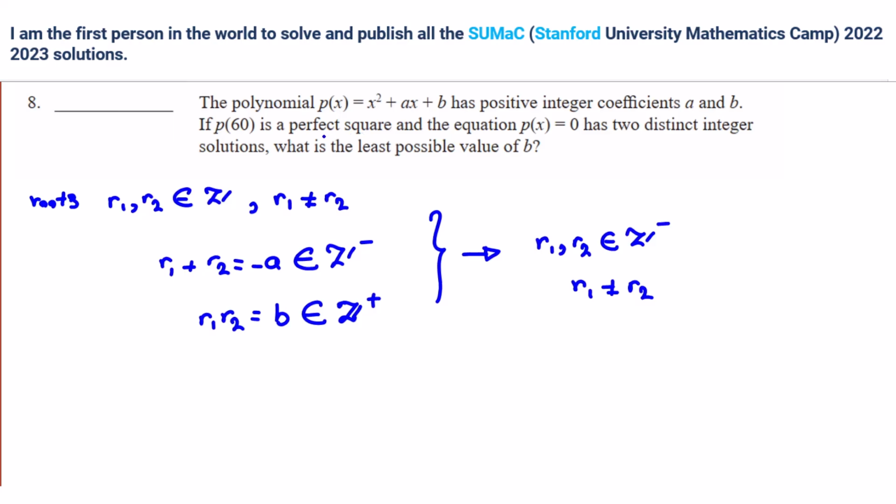Now it's just P of 60. So how can we write x squared plus ax plus b in terms of... we can plug in 60 for x, or I want to write it in terms of R1 and R2. What would it be?